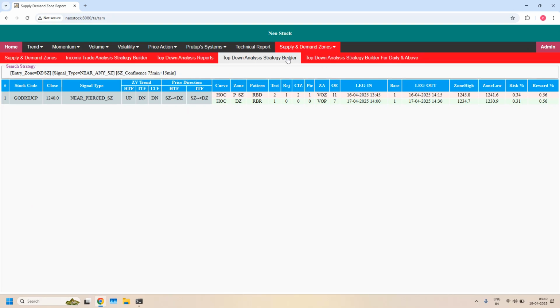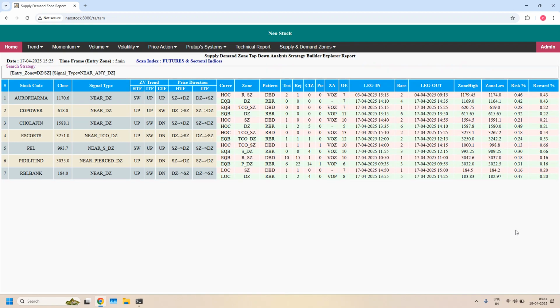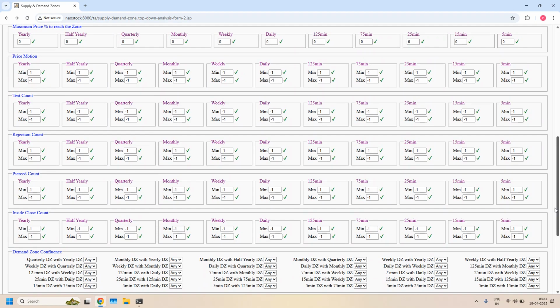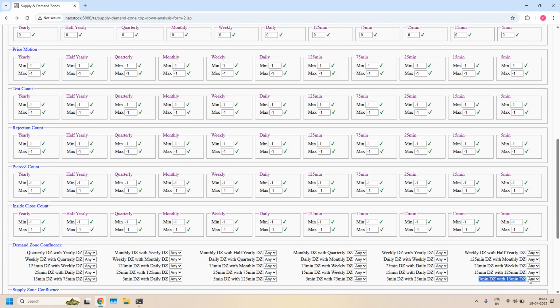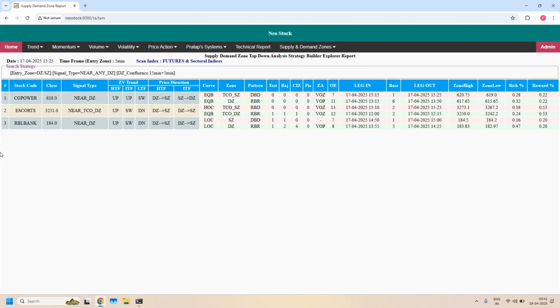Okay, next time frame is 5 minutes. Stocks near 5 minutes demand zone. We got 7 stocks. Let us filter this list based on the zone confluence. That is 5 minutes demand zone with the 15 minutes demand zone confluence. Now we got 3 stocks.